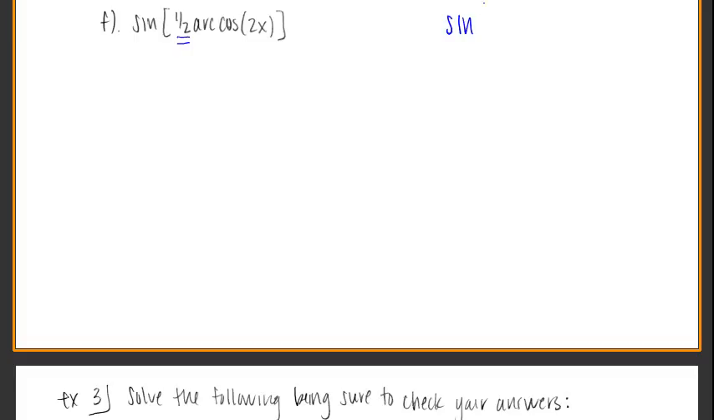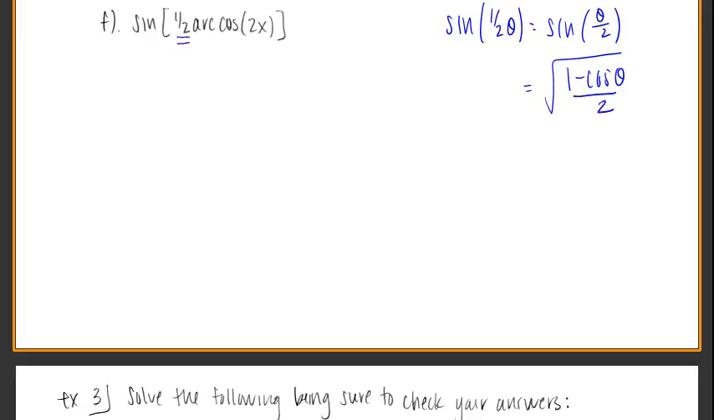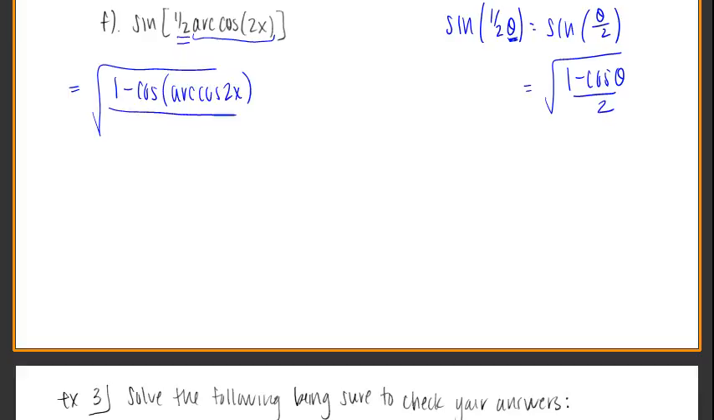Okay, sine of 1/2 theta, or sine of theta over 2. If I want to increase that, if I want to double that angle, remember it is the square root of 1 minus cosine of double that angle, which is theta, over 2. Okay, well in this case our theta is all of arc cosine 2x. Alright, so our formula tells us that's going to be the square root of 1 minus cosine of all of that angle, so arc cosine of 2x divided by 2.